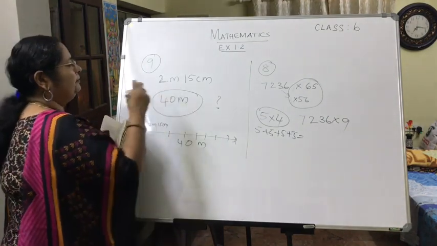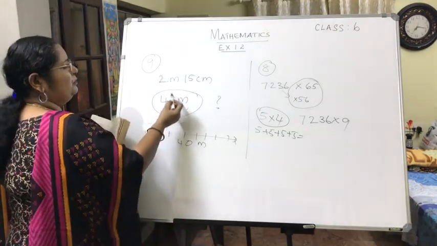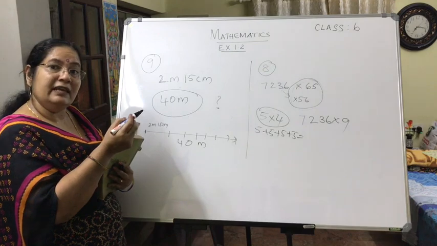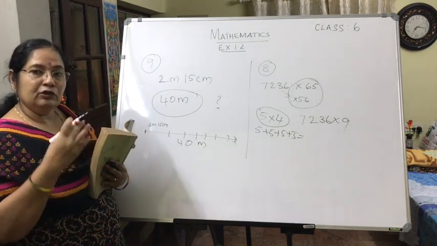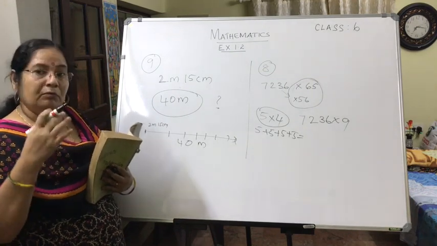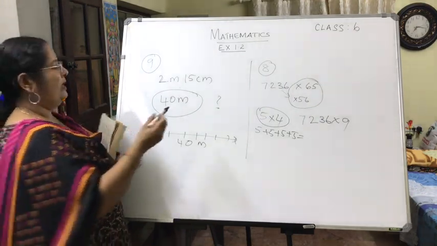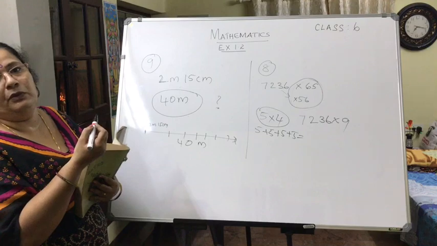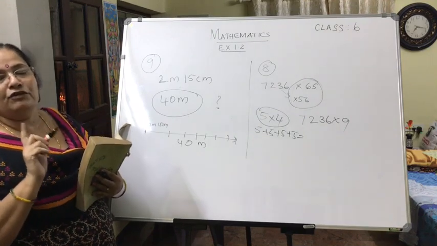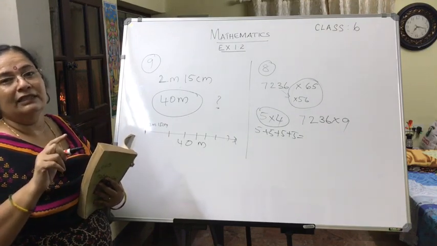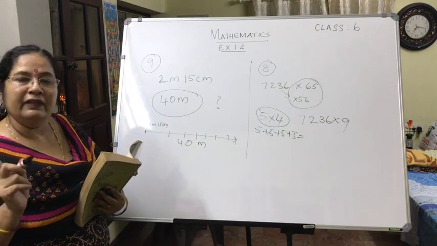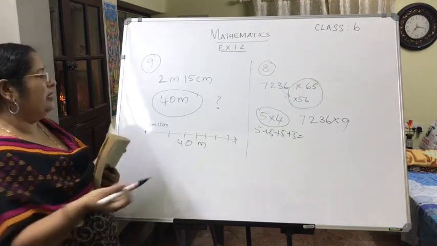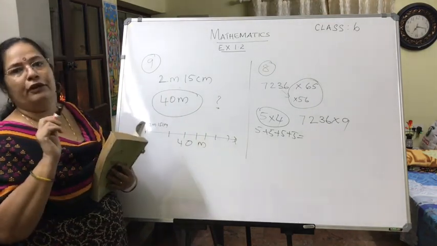Now, see here. Look at these two values. Are they both given in the same unit? Means, are both of them given as centimeters or both in meters? No. One is given in meters and centimeters and the other is given in meters alone. So first, what you have to do is convert either one of them to the other unit. It is always easier for us to convert the bigger unit into the smaller unit.